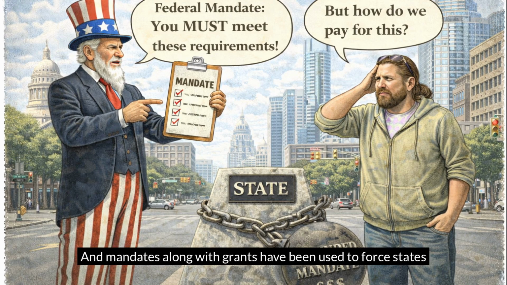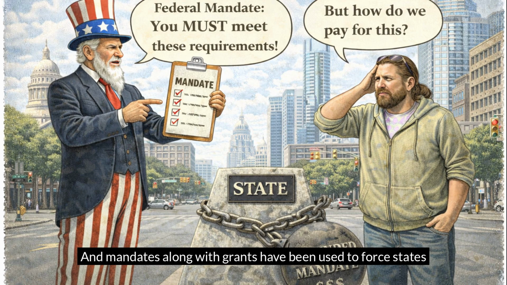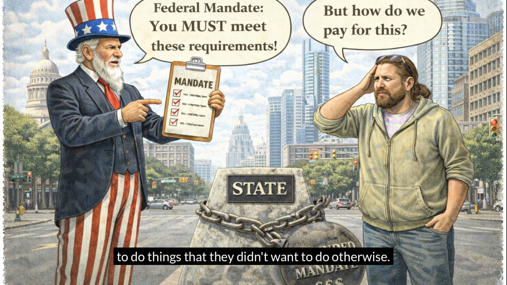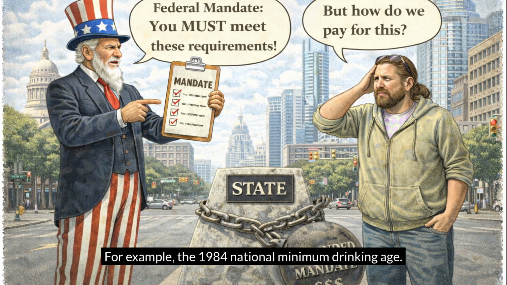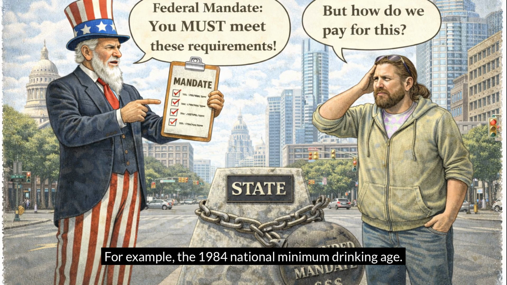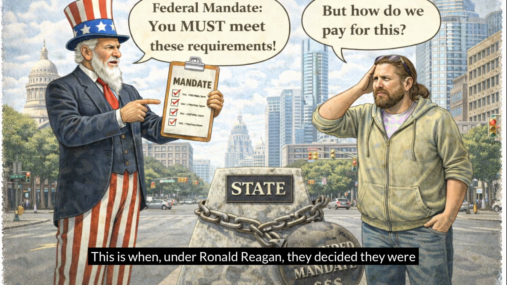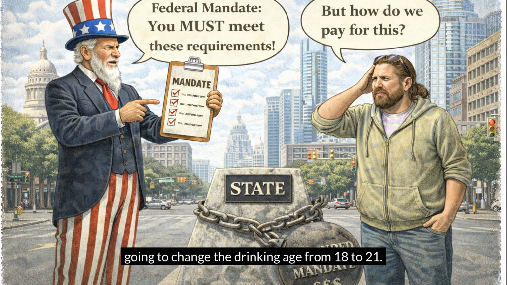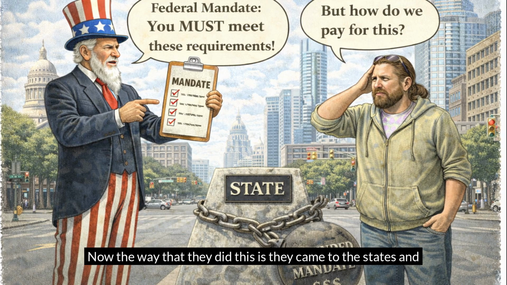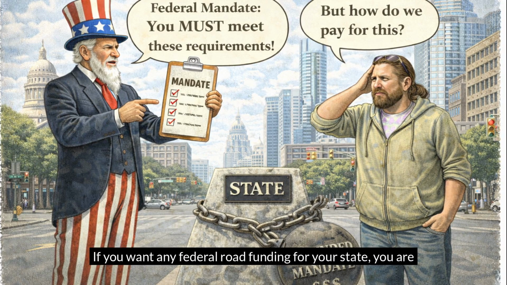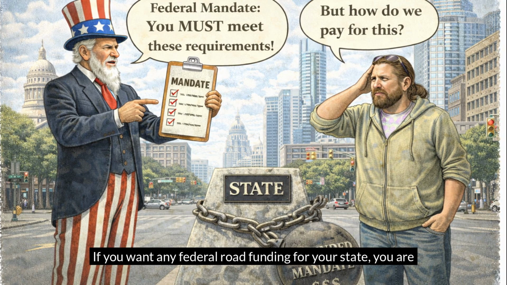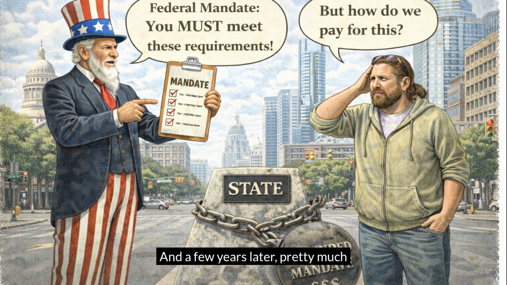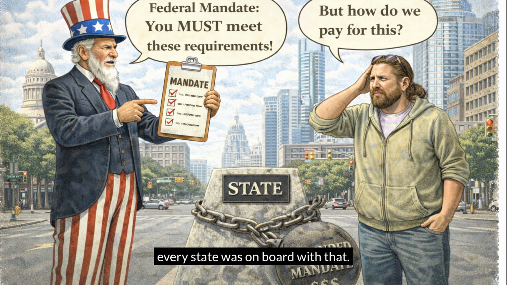And mandates, along with grants, have been used to force states to do things that they didn't want to do otherwise. For example, the 1984 national minimum drinking age. This is when, under Ronald Reagan, they decided they were going to change the drinking age from 18 to 21. Now, the way that they did this is they came to the states and they said, hey, if you want any federal road funding for your state, you are going to change your drinking age to 21. And a few years later, pretty much every state was on board with that.